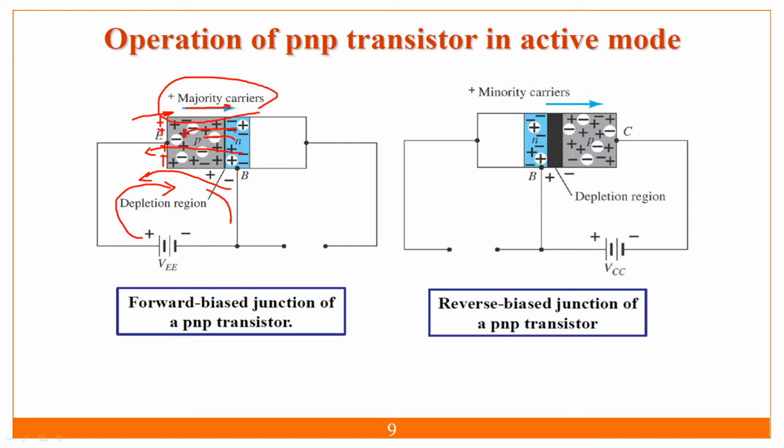The next case is the reverse bias junction of the PNP transistor. We have connected my N-type to the positive terminal and my P-type to the negative terminal, so reversing the case. What will happen if there is a negative supply over here? The P-type material has holes, and positive and negative attract. So the majority charge carriers, the holes, are attracted to this terminal, because here we are connecting the negative.